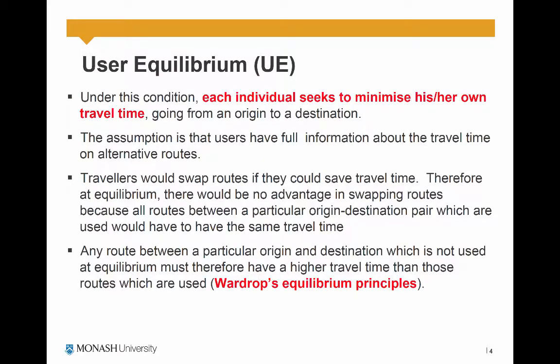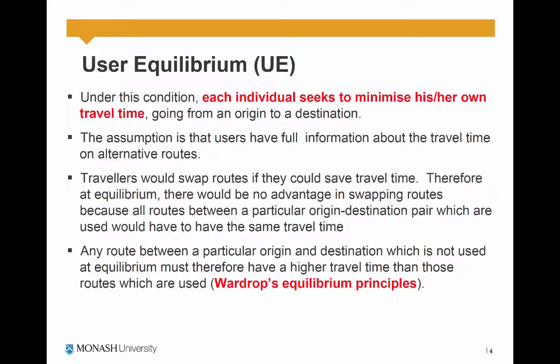Before going further into traffic assignment methods, I would like to introduce the notion of user equilibrium. Under user equilibrium, each traveler seeks to minimize his or her own travel time, going from an origin to a destination. The assumption in user equilibrium is that travelers have perfect information about the travel time on every alternative route between an origin and destination.